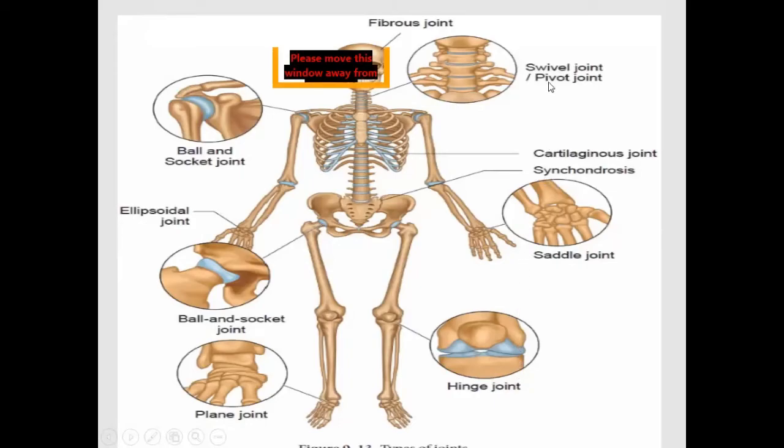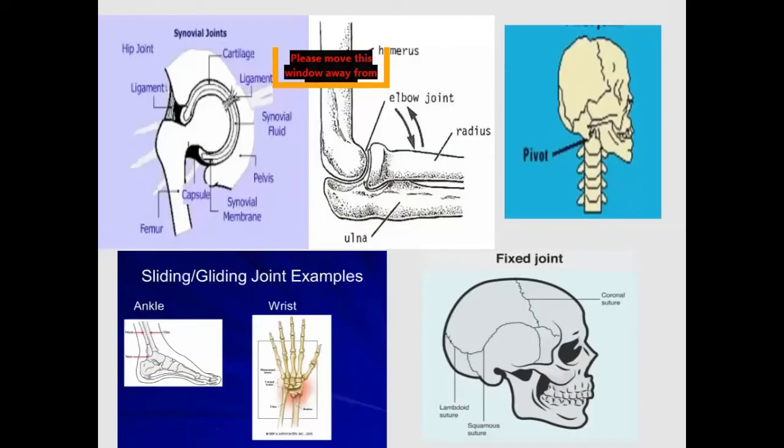Then we have a pivot joint, and pivot joints are present in the first two vertebrae. So this is a pivot joint, and this is a plain joint, which is present in the foot. Then we have the fixed joint that is present in the skull, and the sliding joint of the wrist and ankle. This is the wrist and ankle, where the type of joint present is the sliding joint.